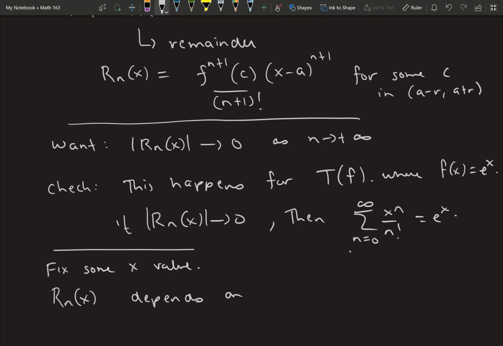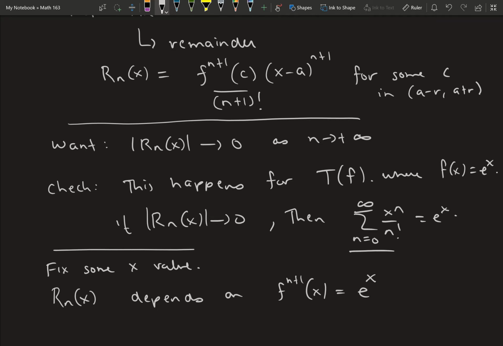Because remember, this series converges everywhere. So we're going to fix any x value. Our interval where this thing converges is the whole real line. So let's just fix any x value and say, okay, R sub n of x depends on the n plus 1th derivative of f. Well, all the derivatives of f are just e to the x.